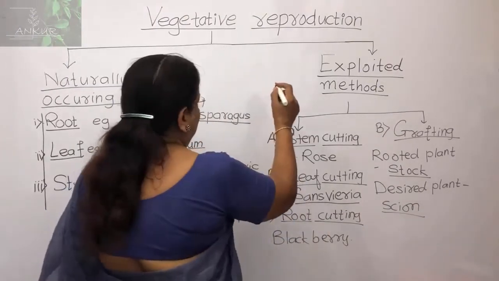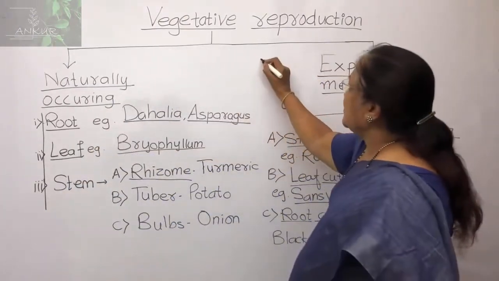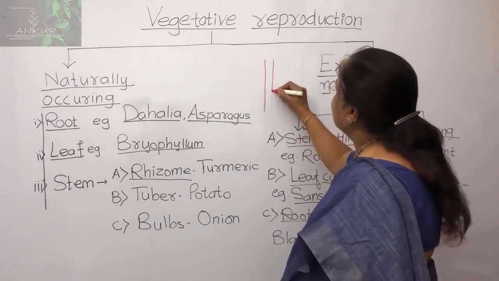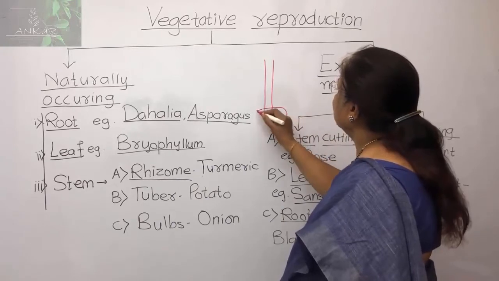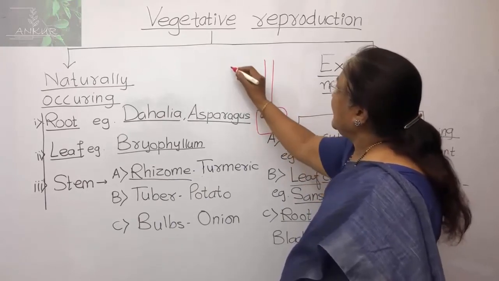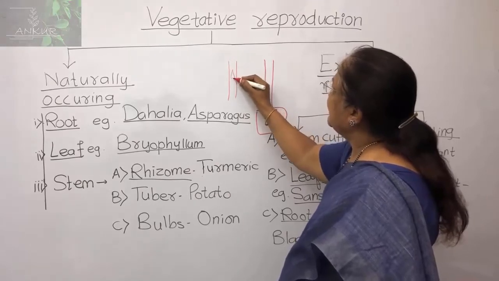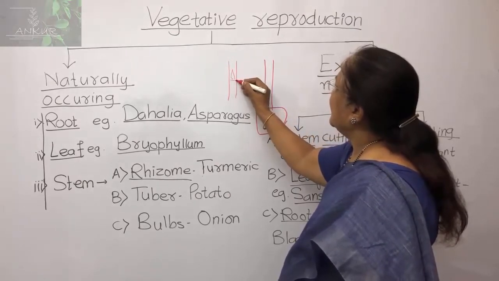Generally, the stock and scion are there. Suppose this is the stock plant, and here we get the scion, that is, the desirable variety plant with that bud.